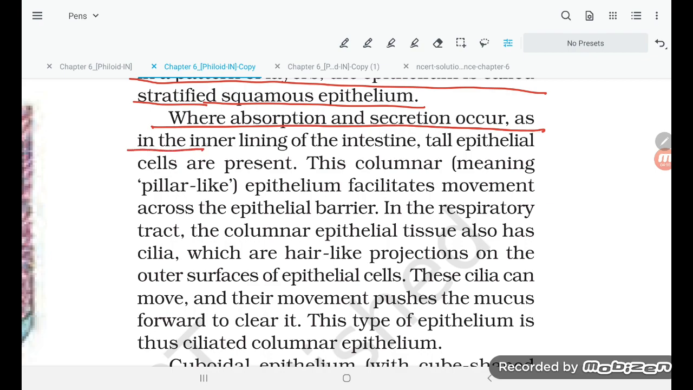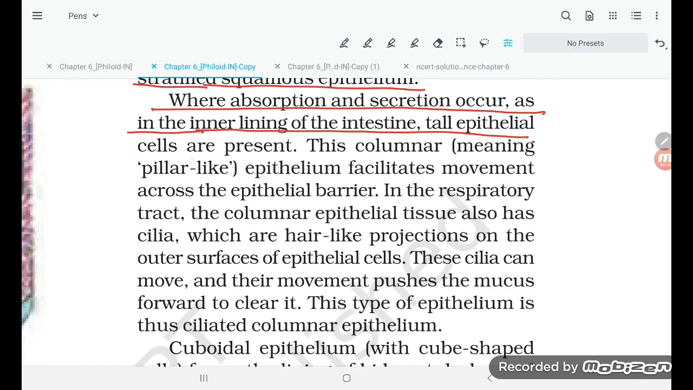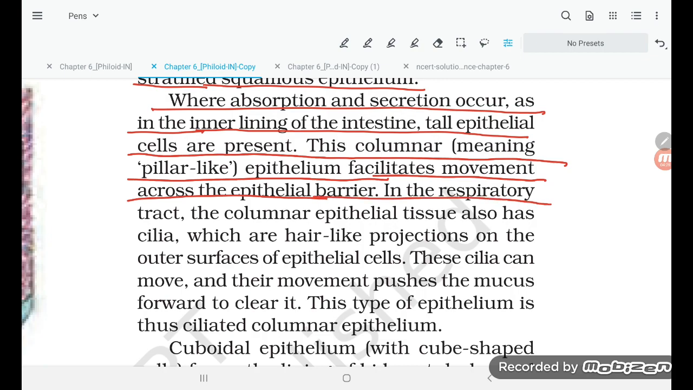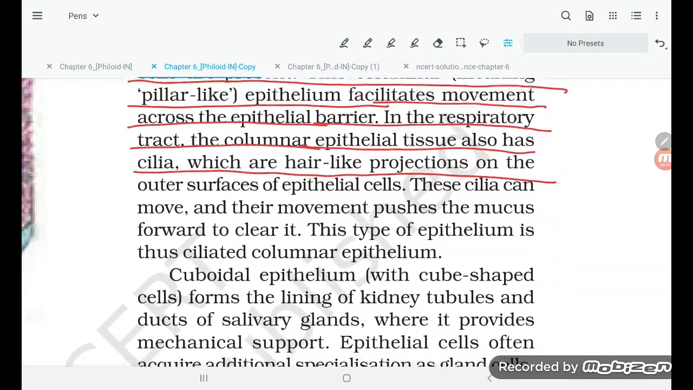Where absorption and secretion occur, as in the inner lining of the intestine, tall epithelium cells are present. These columnar, meaning pillar-like, epithelium cells facilitate movement across the epithelial barrier. In the respiratory tract, the columnar epithelium tissue also has cilia, which are hair-like projections on the outer surface of the epithelium cell.